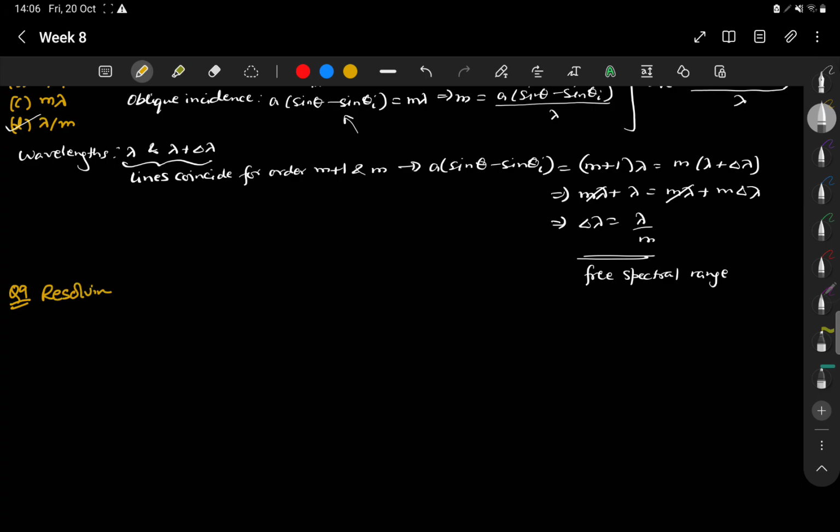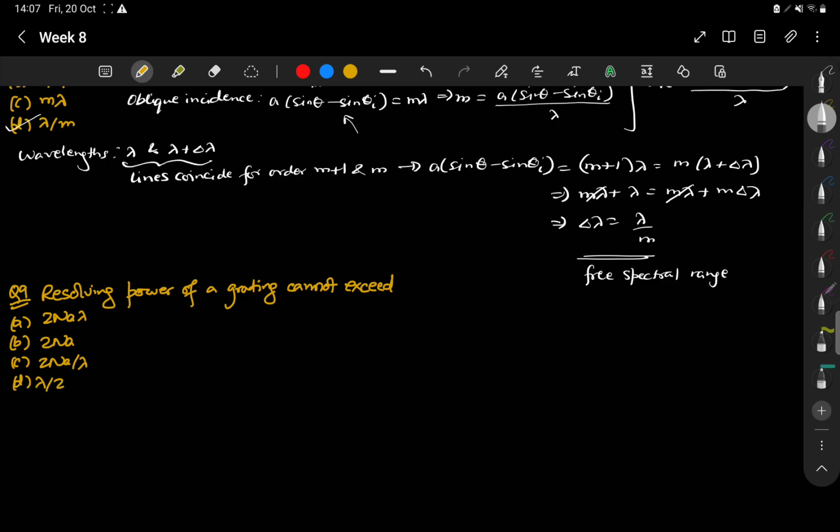Again, a question on resolving power of grating. Resolving power of a grating cannot exceed option A. Okay, so take about a few minutes to answer this.